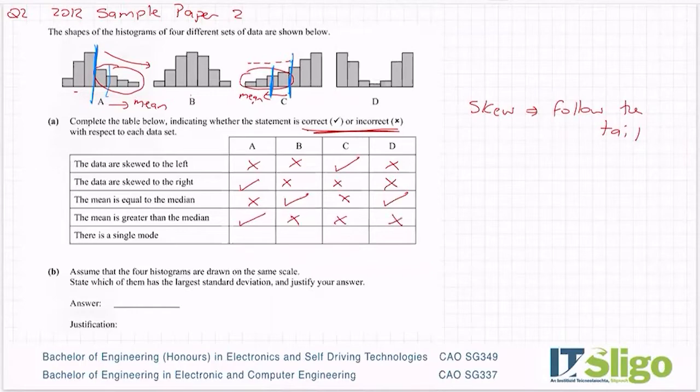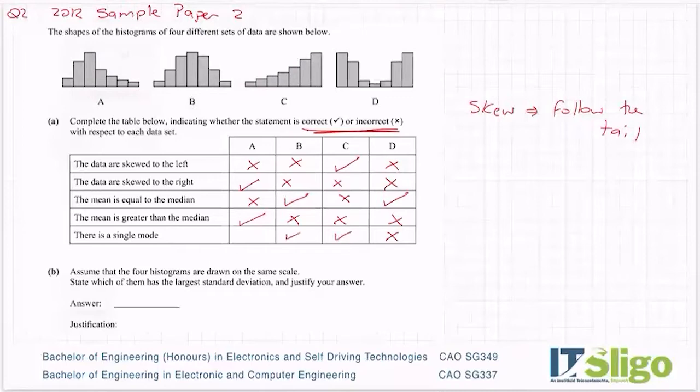There's a single mode. Let's clean up our charts. Well, there's definitely not a single mode in D. There's two of them. There is a single mode in C. There is in B. There is in A. So I'm just seeing, is one of the bars of the chart higher than all the rest? Yes, they are. So that's how I can say there's a single mode. Remember, on a histogram, this y-axis is frequency, or how often it occurs. So there is a value that occurs most often. So that was part A.